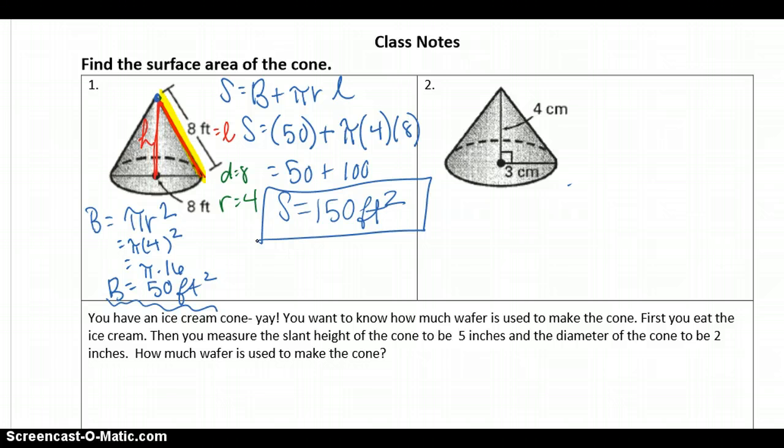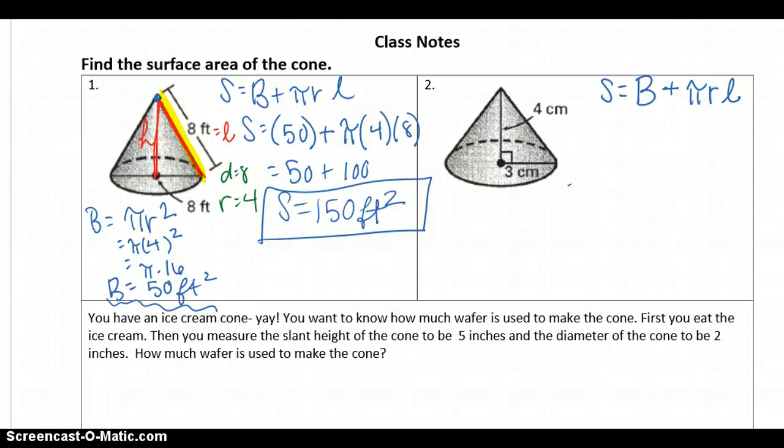Right. Let's look at number 2. Number 2, we also have a cone, and we're still trying to find the surface area, so we're going to use the same formula. S is equal to capital B plus pi times R times L. So we need to find B, we need to find R, and we need to find L.